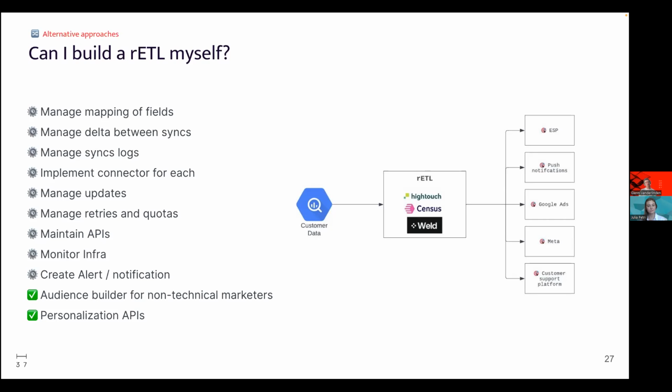The interesting part is that most of these solutions, if not all of them these days, also offer the visual audience builder, which basically means that once the data is configured and your reverse ETL tool sits on top of your data warehouse, marketeers with zero SQL or technical knowledge can actually come in and drag and drop criteria to build up audiences and ship the data to a destination. Same for personalization APIs, which would enable you to do on-site personalization for users as well.